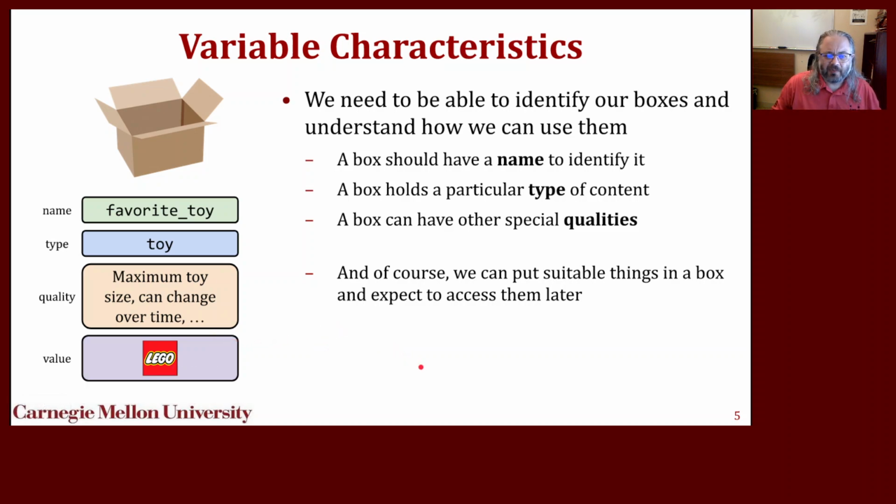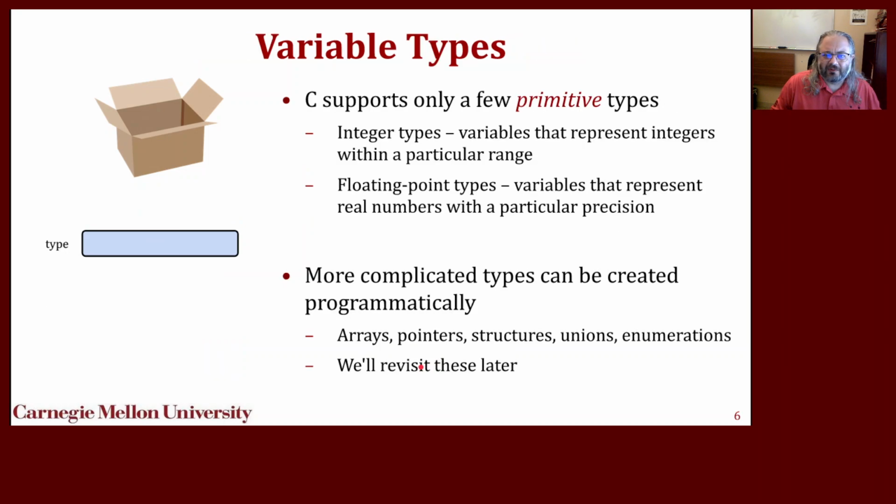Now in C, there are only a certain small number of variable types that can be created, which means the type field is relatively limited. The very small number of types that are supported by default in the C programming language are what are called the primitive data types. C supports two different kinds of primitive types. The first one is integer types, and the second one is floating point types.